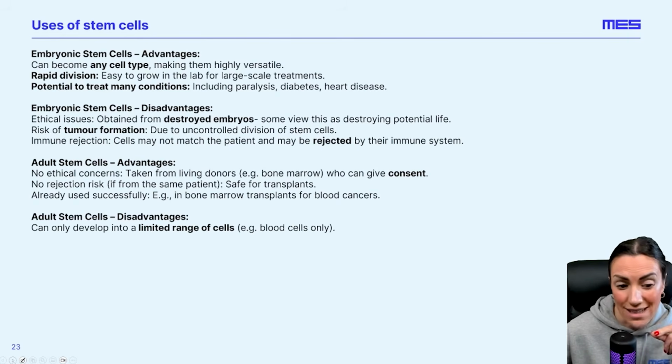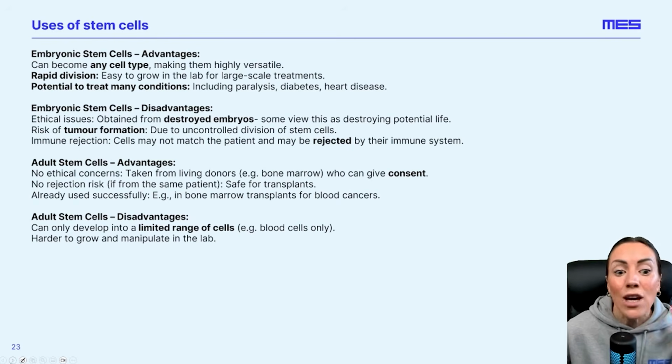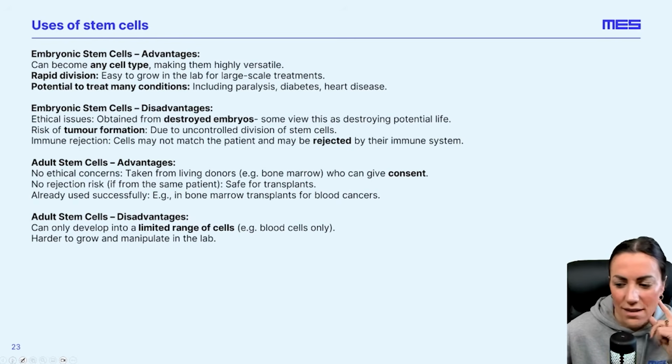Disadvantages of adult stem cells. Remember, they can only differentiate into a limited range of cell types, like the bone marrow stem cells can only differentiate into blood cells. So they are more limited in terms of what they can treat. They're also harder to grow and manipulate in the lab. So harder to grow and harder to encourage to differentiate into the cell type that you need. And because these are coming from adult donors, the cells may have accumulated mutations or changes in their DNA.